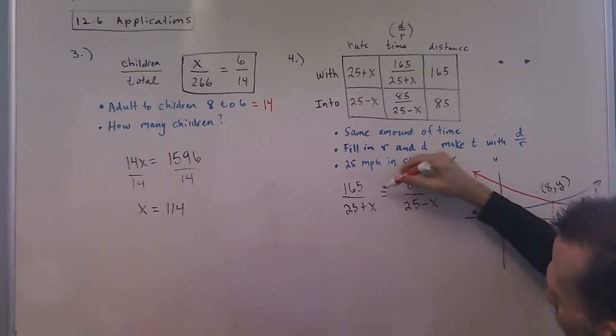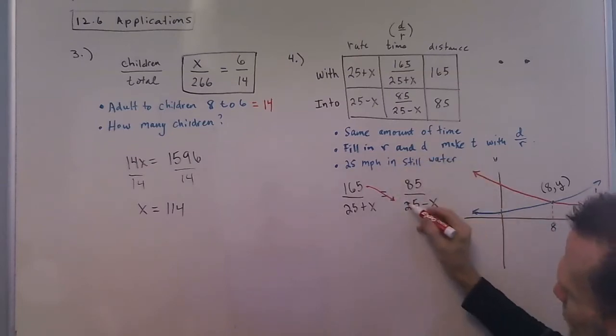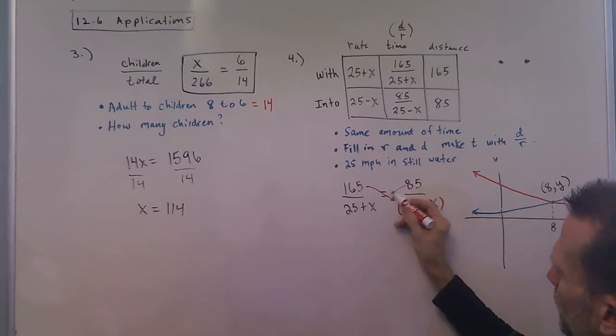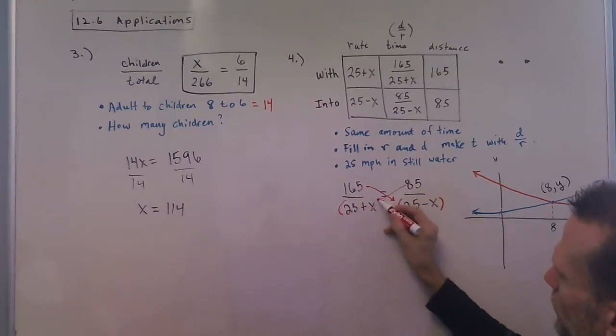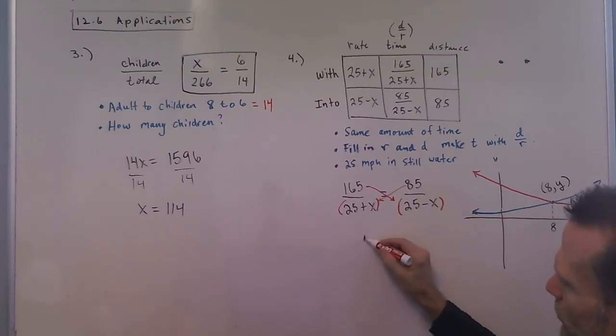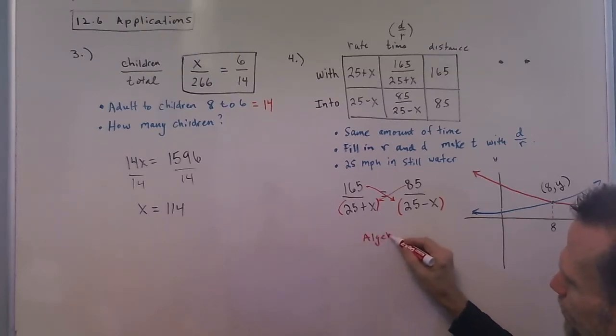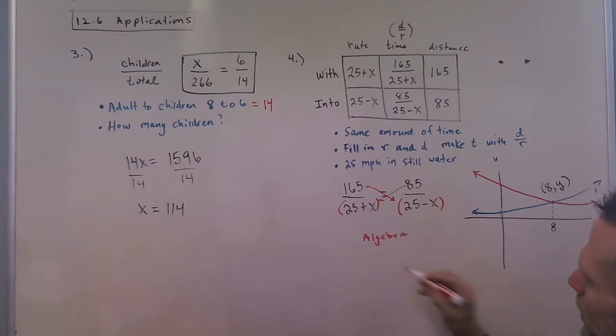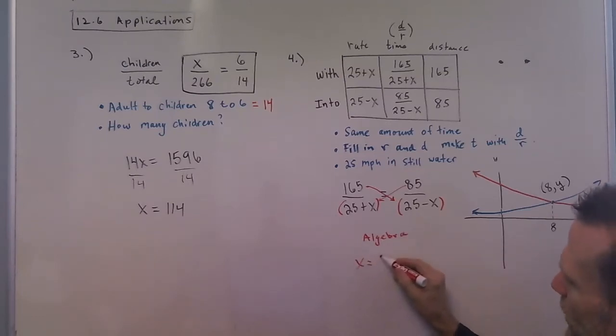cross multiplying. Now remember, if you cross multiply, when you multiply here, you have to do the distributive property, okay? And when you multiply here, you'd have to do the distributive property, okay? And then you could work through all the algebra here, okay? And you would come up with x equals 8.